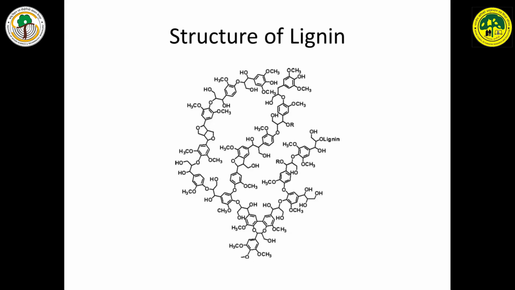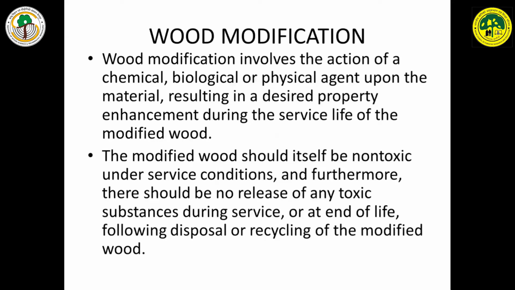sinapyl alcohols. Now we are moving to the main part, the modification process of wood. Wood modification is the process of using the action of chemical, biological, or physical agents upon the material, resulting in a desired property enhancement during the service life of the modified wood. The action on wood may be chemical, biological, or by using a physical agent for getting the desired properties and to enhance the properties of the wood.